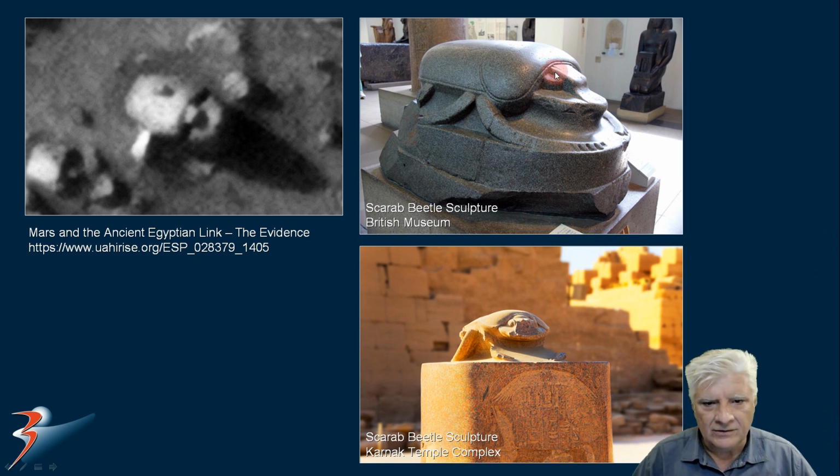And I compare it to the scarab beetle sculptures that we find in Egypt and this one in the British Museum. Check out the rounded part at the back, the rectangular shape of the head or the nose, and then the rounded part in the front.